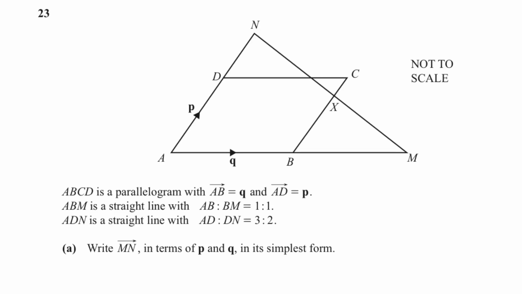Question number 23 is a vector question, and AB, CD, this is a parallelogram. AB is Q and AD is P.